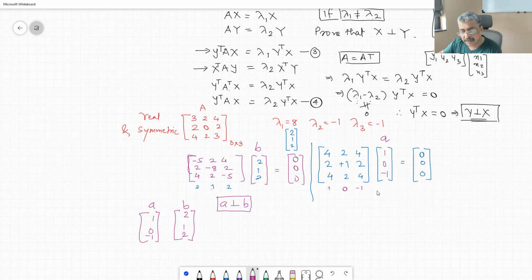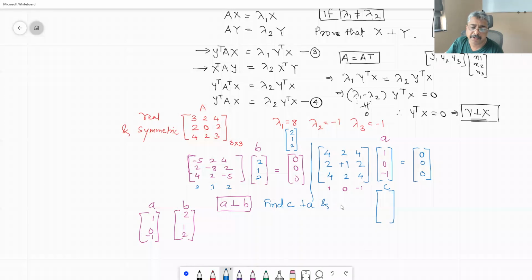We don't want A again. We want some other vector C here, which we will also call an eigenvector. In fact, there is more than one eigenvector which you can find here in C, and they are going to be mutually perpendicular. So we want C, which is perpendicular to A, find C perpendicular to A, and perpendicular to B.